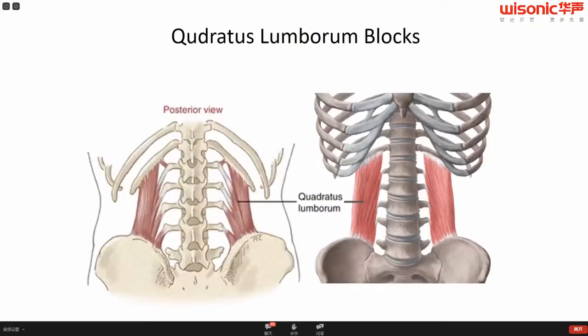The final issue of my presentation are the Quadratus lumborum blocks. These are blocks where the local anesthetic is injected in the planes around the Quadratus lumborum muscle. The Quadratus lumborum muscle is a muscle which originates from the 12th rib, the transverse processes of L1 to L4, and the iliac crest.